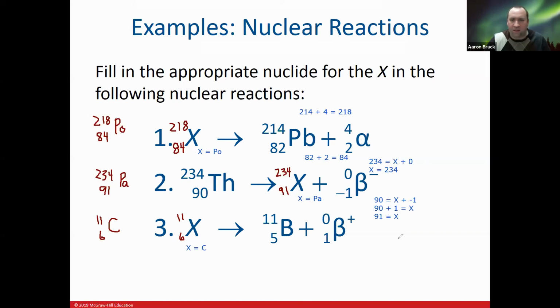So that's all that there is to these particular problems: to find the missing piece, whether it's an atom, a nuclide like these, or the particle itself, is to simply add and subtract to figure out what is missing, so long as I conserve mass and charge.